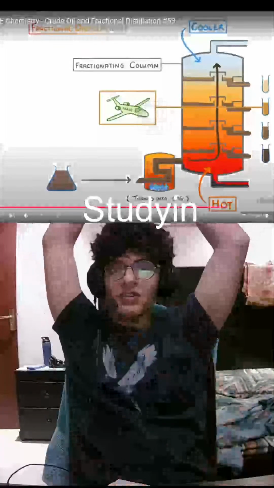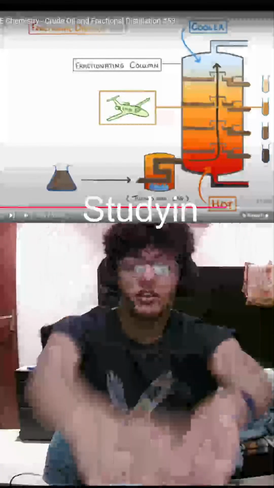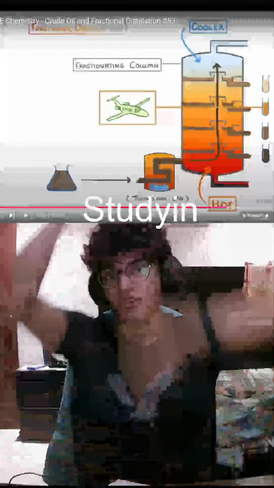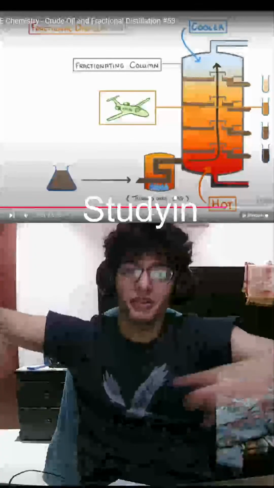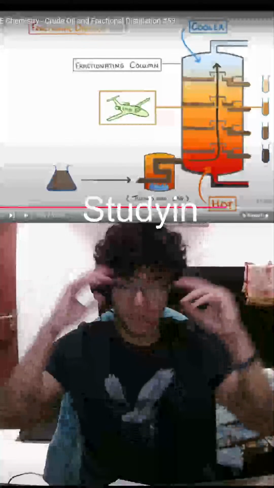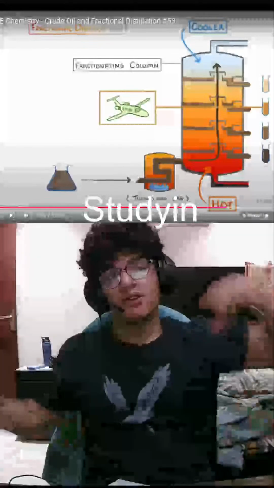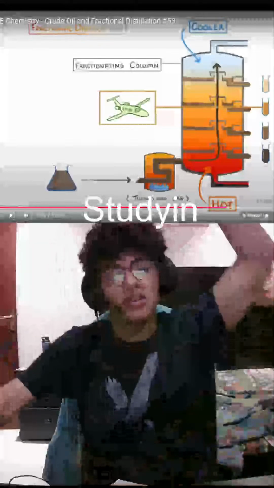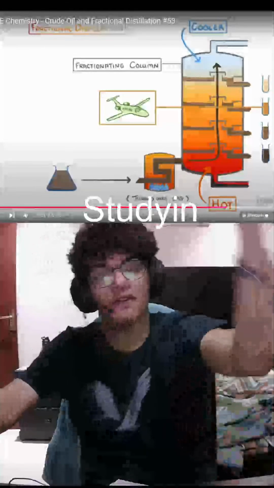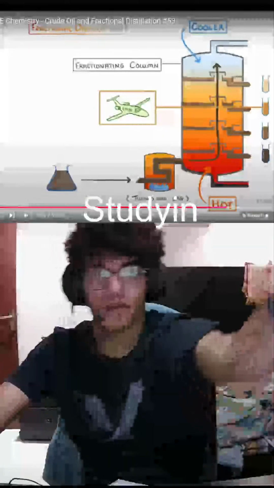So you're saying that the fractionating column is really hot at the bottom, but really cool at the top. So the alkanes with more carbons, like bitumen, will go up and cool down and condense really quickly compared to the ones that have a low boiling point, which means they have fewer carbons.